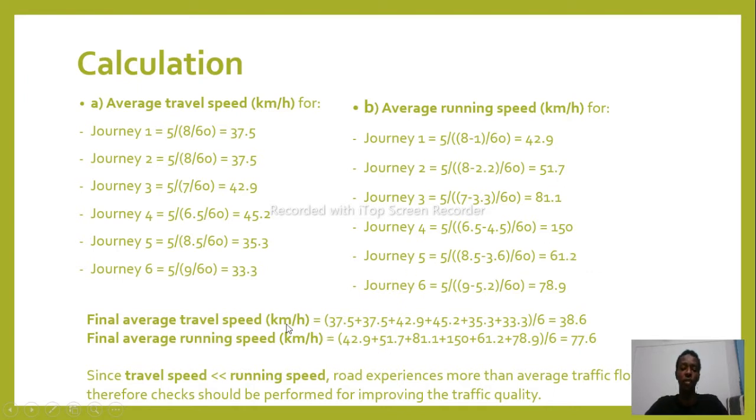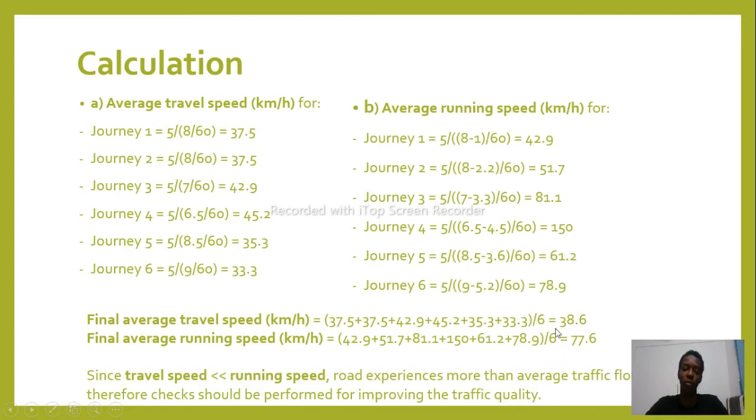So the final average travel speed, we add all of them, then divide by 6, which is the amount of journeys. We get 38.6 kilometers per hour. And for the average running speed, we add all of them, then divide by 6, we get 77.6 kilometers per hour. So since the travel speed is much less than the running speed, actually less than it by half, the road experiences more than the average traffic flow.